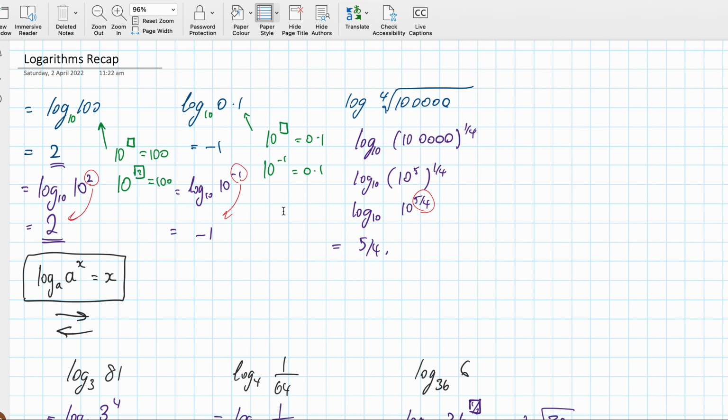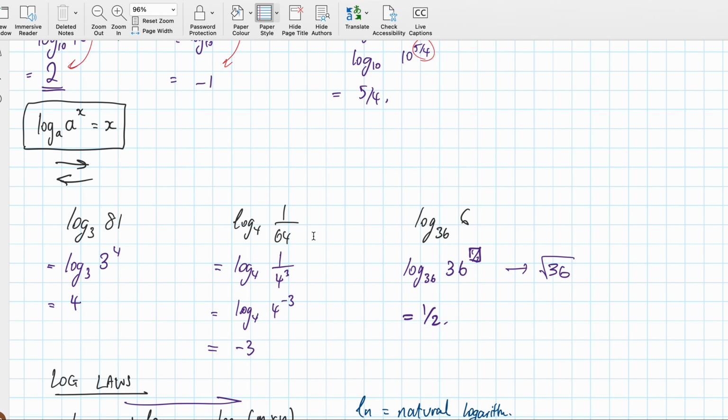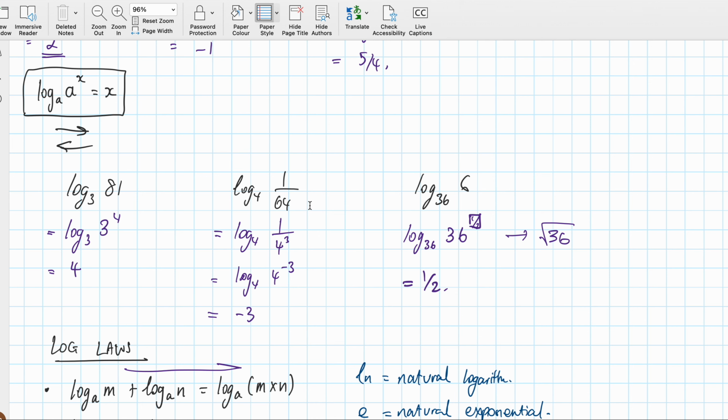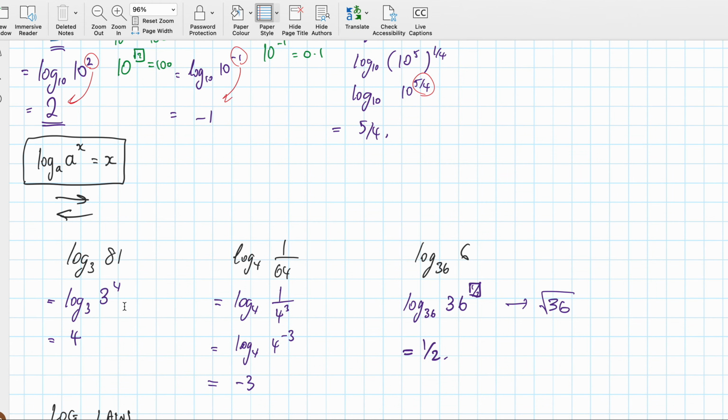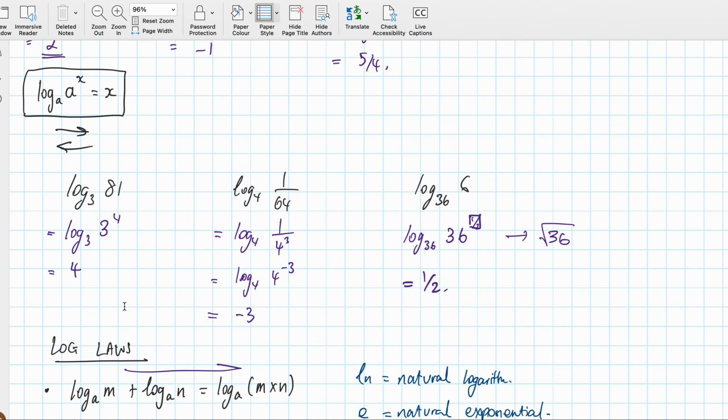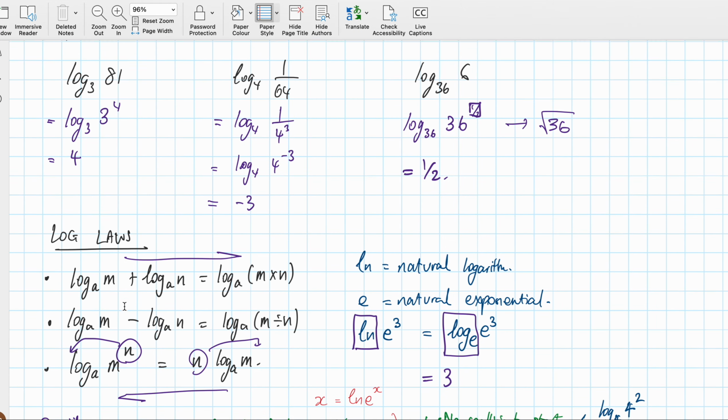Now, you'd find these questions in the non-calc part of a test, as you can see, and you have to be pretty handy with the old index rules and knowing your powers to do all these effectively. We're going to move on now to the log laws.